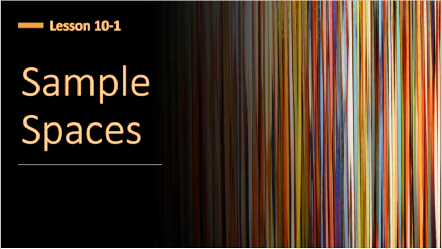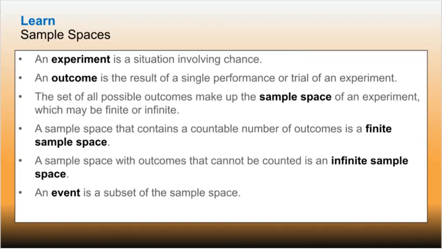Lesson 10-1, Sample Spaces. An experiment is a situation involving chance. An outcome is the result of a single performance or a trial of an experiment. The set of all possible outcomes make up the sample space of an experiment, which may be finite or infinite.